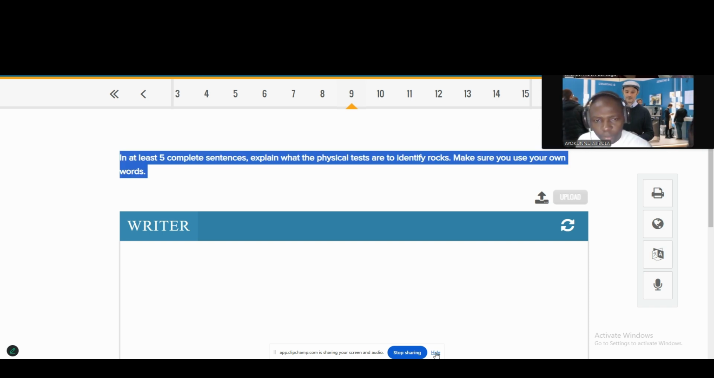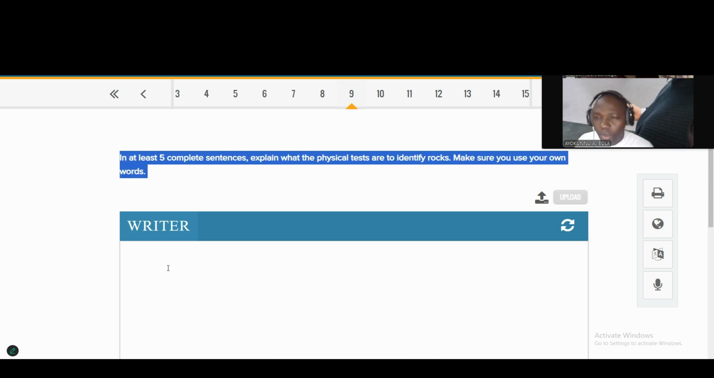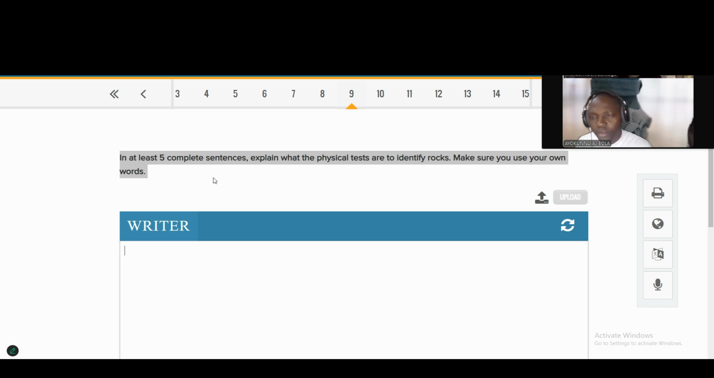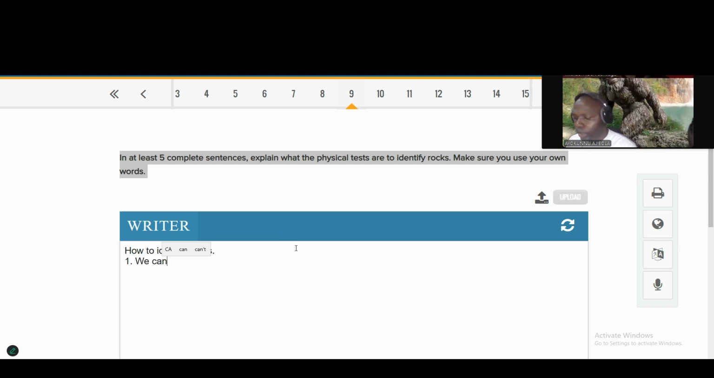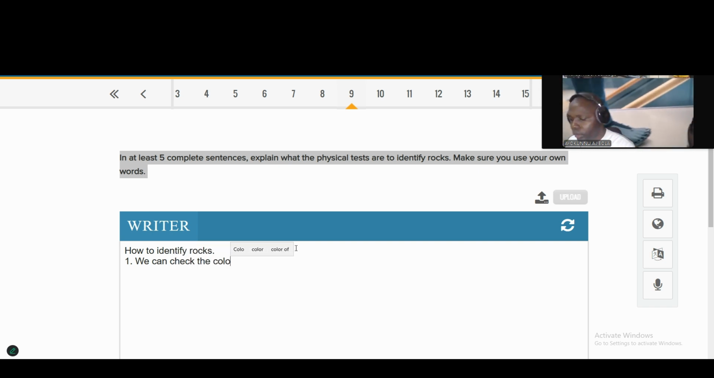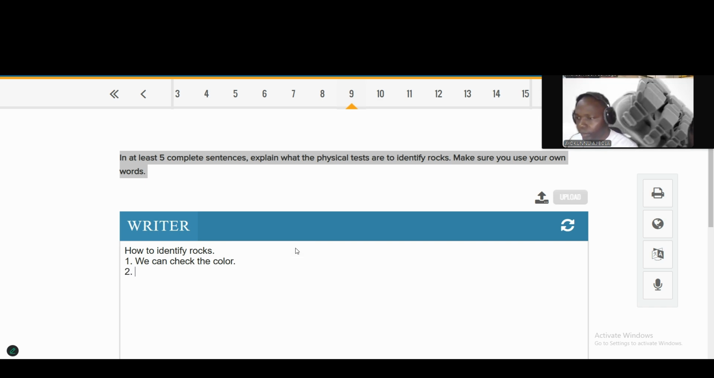It says, in at least 5 complete sentences, explain what the physical tests are to identify rocks. Number one, we can check the color. We can do what? We can do what, Miggy?